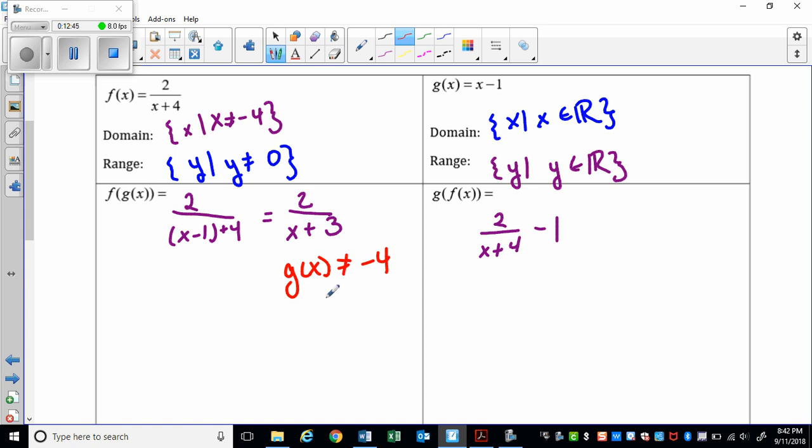So when is g of x equal to negative 4? G of x is x minus 1. When is x minus 1 equal to negative 4? Because this cannot happen, I'm going to add 1, so x cannot equal negative 3. Perfect. It matches, right? This won't work, and it wouldn't work. So x cannot equal negative 3.